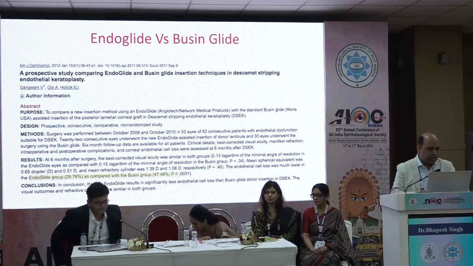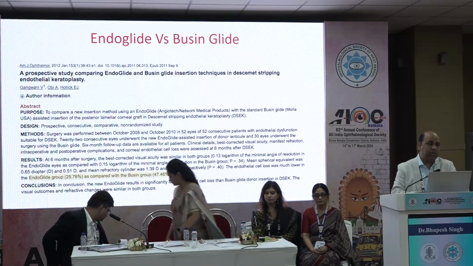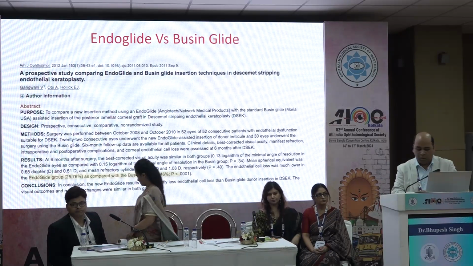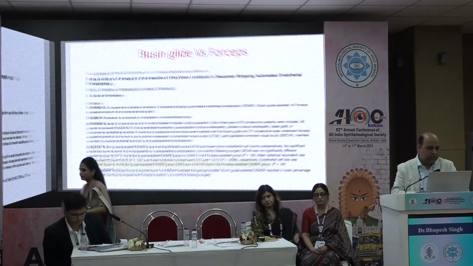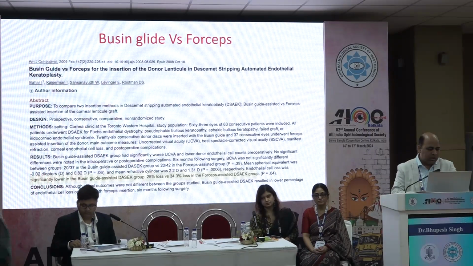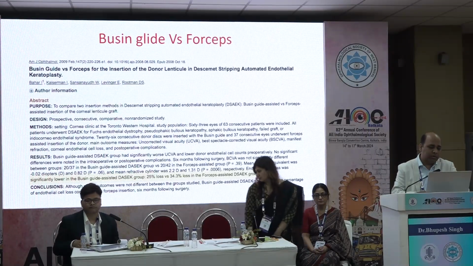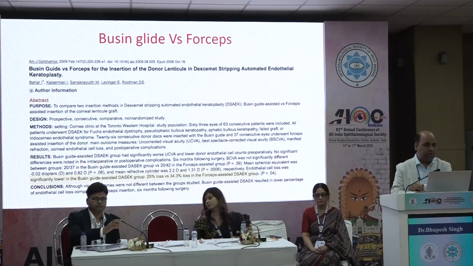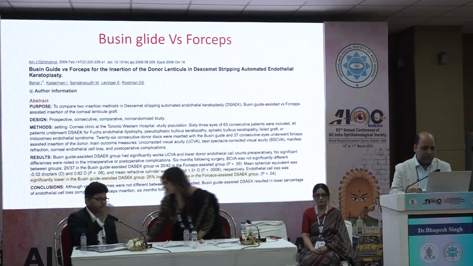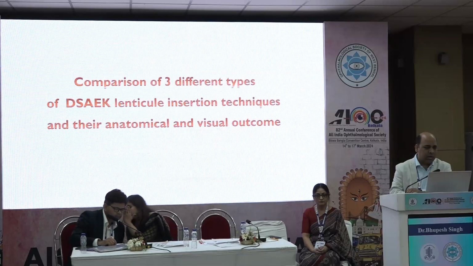And then endoglide with the Busin glide, they have shown the Busin glide is a 47% cell loss, which is impossible to think right now. And the third is the Busin glide with forceps, and they have shown that the forceps is showing very high endothelial cell loss, and Busin glide is better. So different studies, different outcome. You have to judge what works well in your hand.